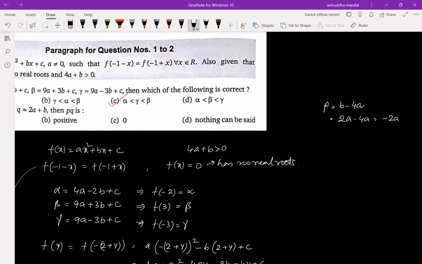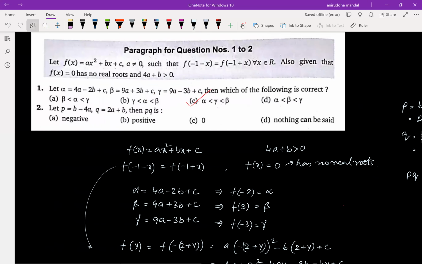I have already found out. So which means P is negative, and last is Q. Q is positive, which means Q is 2A plus B, that is 4A, and this is positive. So PQ is negative. So option A is correct.